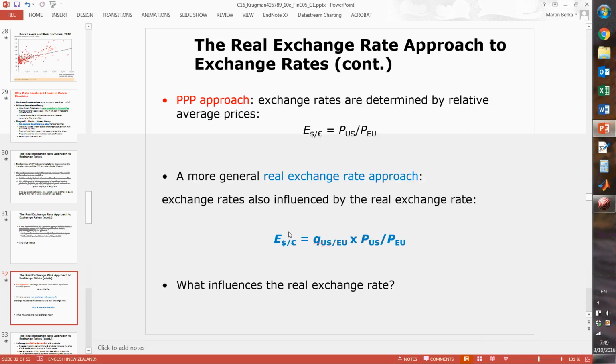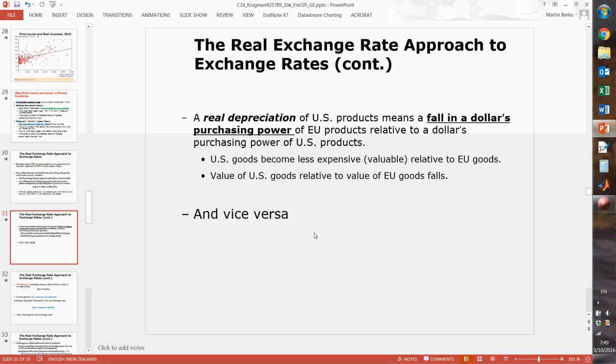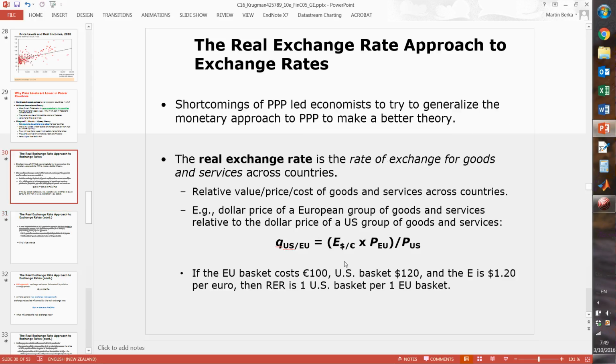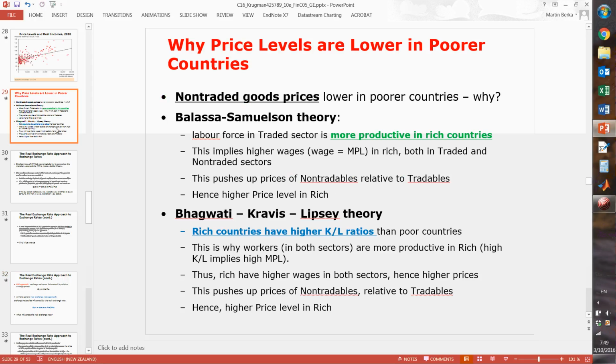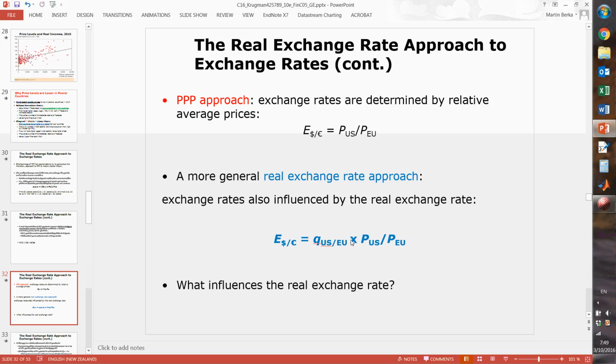So the real exchange rate approach just expresses the nominal exchange rate from the real exchange rate definition and says, well, nominal is equal to the ratio of prices times the real exchange rate. So if PPP holds, then Q is equal to 1, and we have the same thing as we had before, namely E equals the ratio of prices. But PPP doesn't need to hold, and one reason is that Balassa-Samuelson or Bhagwati-Kravis-Lipsey are both telling us price levels are not going to be equalized. So if PPP doesn't hold for some reason, then Q is not going to be equal to 1.